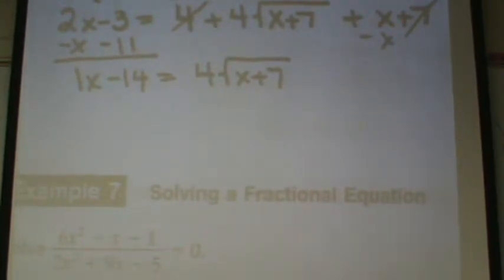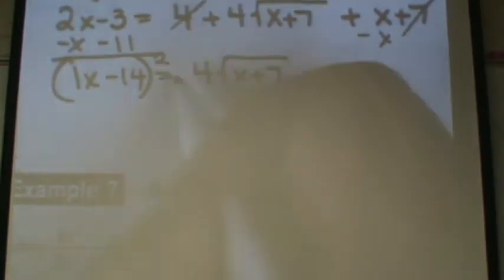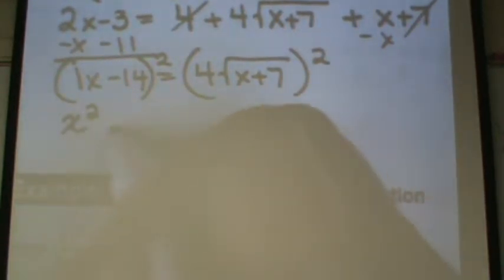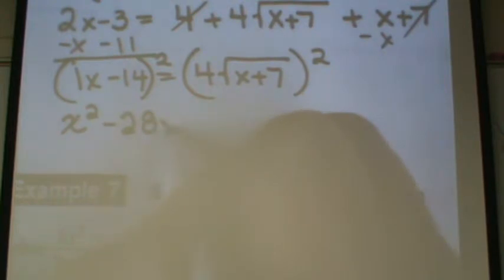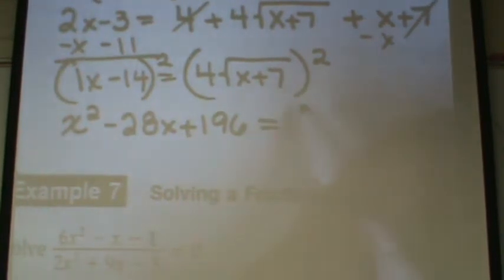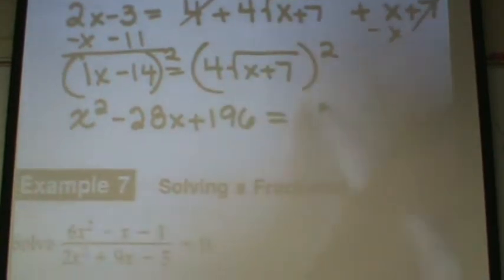Now what? Now we get to square both sides again. When we square the left side, we end up with x squared minus 28x plus 196 equals. Who can tell me what you get on the right side when you square this? We have to square this, and then we have to square this. So what do you get? Do you get 8 or 16? 16, good. And then x plus 7.